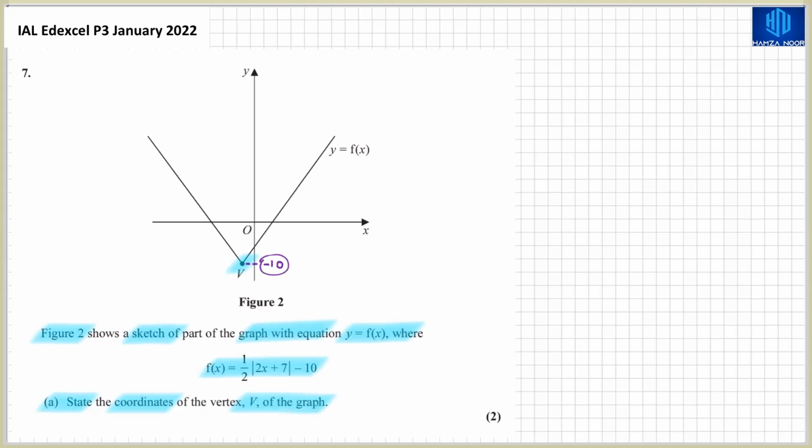So we need to set the function equal to minus 10 in order to find the corresponding x coordinate of the point V. When the whole function is equal to minus 10, minus 10 equals half multiplied by modulus of 2x plus 7, and then minus 10. Minus 10 and minus 10 cancel out, and therefore half multiplied by modulus of 2x plus 7 will be equal to 0.